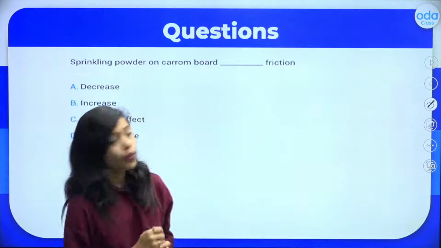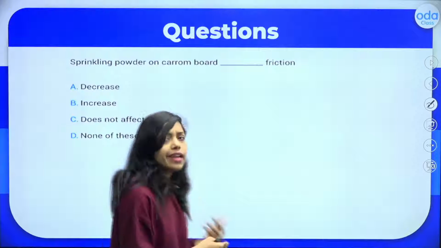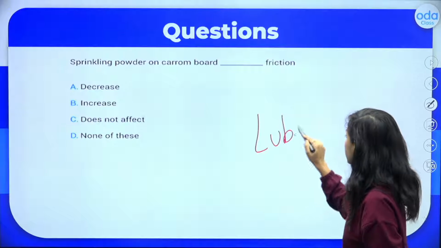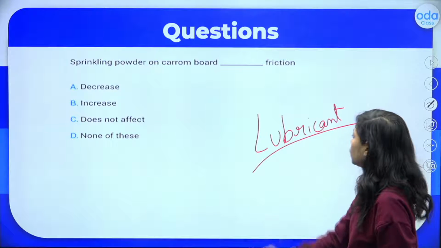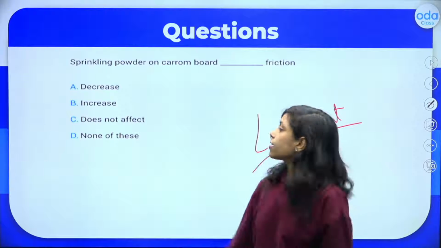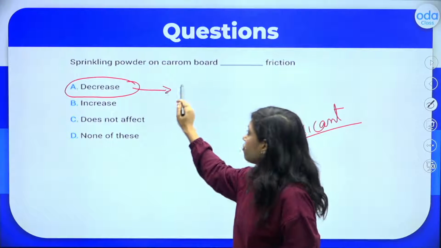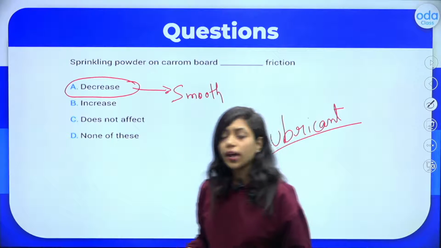Okay, then let us solve one question. Sprinkling powder on a carom board, dash friction. As I told, powder is actually a lubricant, right? So what are lubricants? Lubricants reduce the friction, decrease the friction, right? And when the friction decreases, it makes the surface smooth. I hope it is clear now.